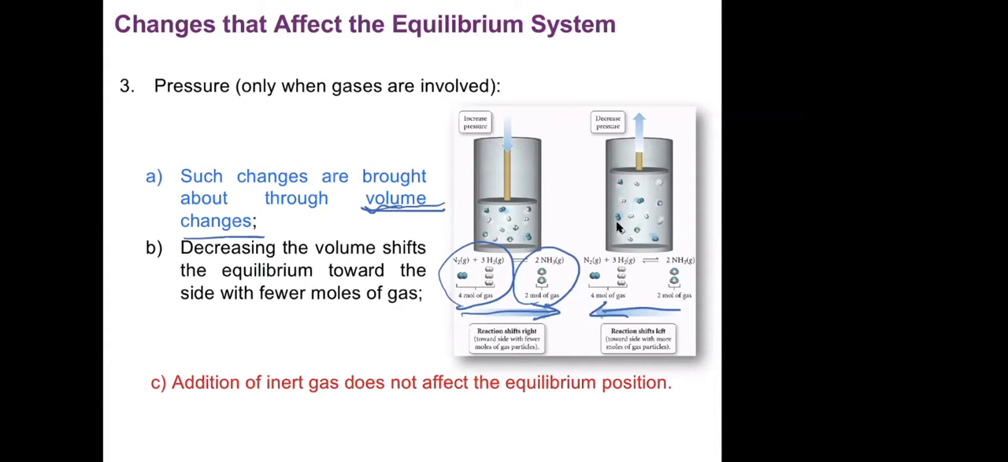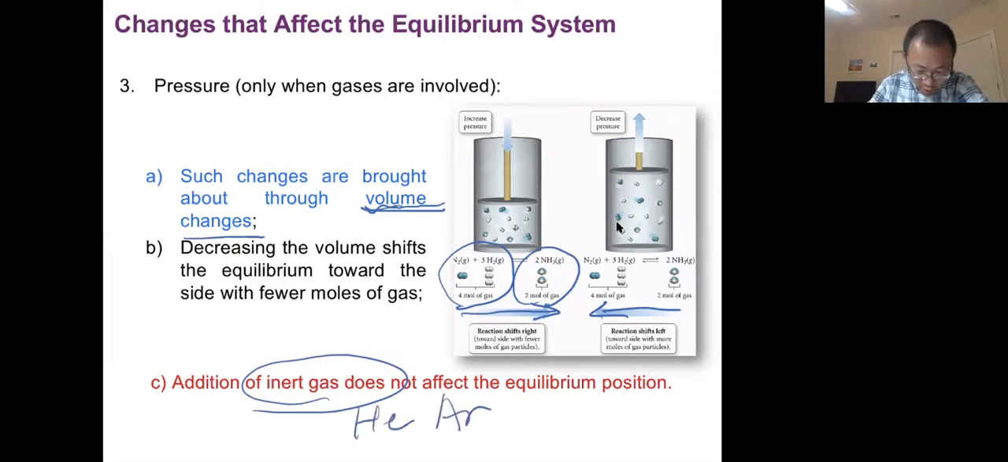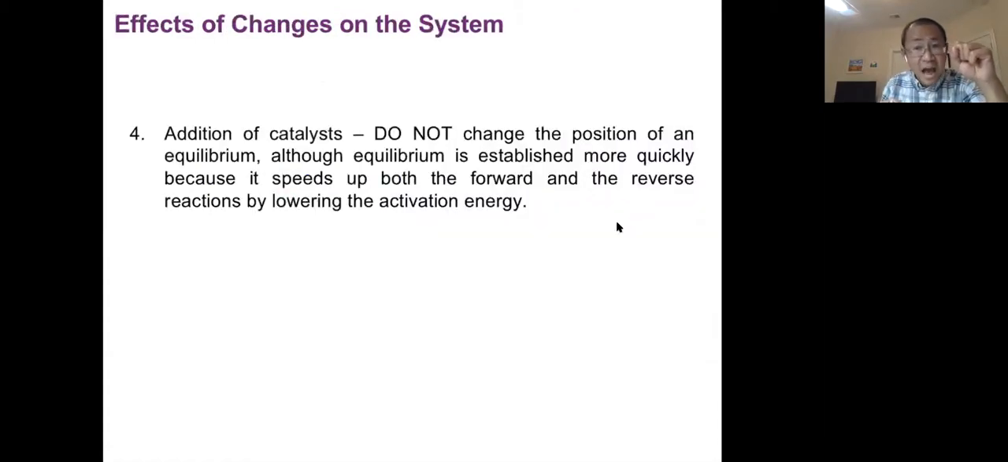Okay, and finally, two things don't change the equilibrium position. One is inert gas. No matter how much you add, they don't change the equilibrium position. They have no effect. What are inert gases? Noble gases, such as helium, argon, neon, etc. Remember, adding noble gases, inert gases, they don't change the equilibrium position because they don't change the pressure, the partial pressure.